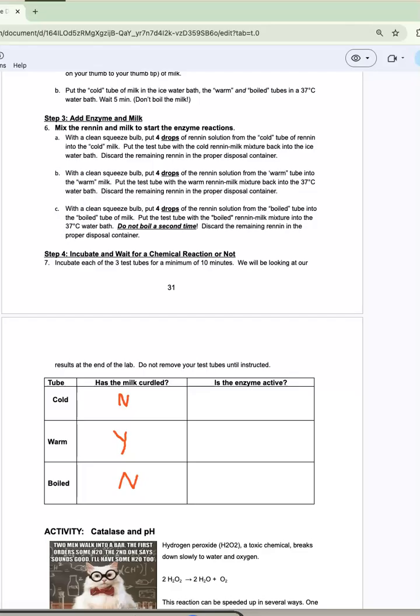What about this section? Was the enzyme active? Well, for here in the warm temperature, we know for sure the enzyme was active because it was able to solidify the milk. The boil, not likely, because the enzyme most likely got denatured.